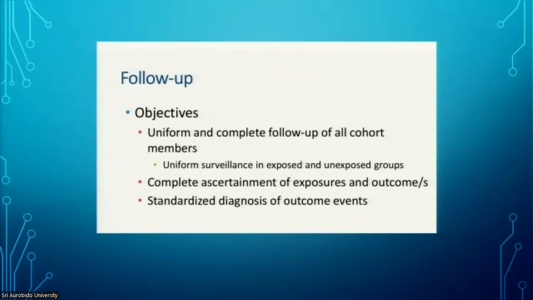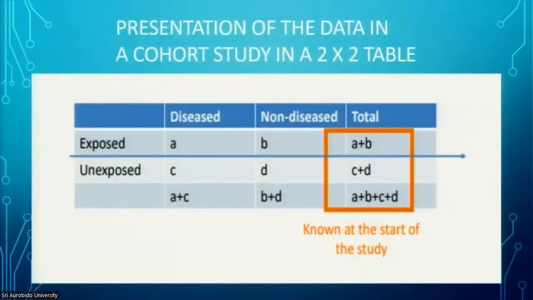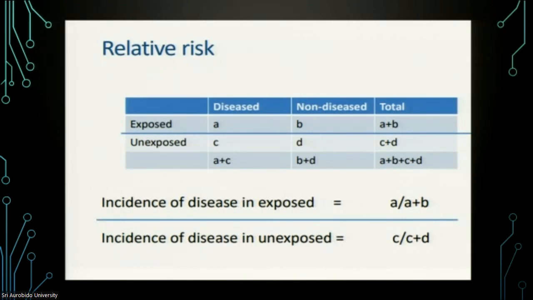Follow-up: you have to regularly follow up the cohort, with uniform and complete follow-up of all cohort members. So this we have to know before starting the study. At the start of the study, we have to know our exposed and unexposed population. Amongst the exposed, those who develop the disease are A, and those who don't develop it are B. Amongst the unexposed group, C will be diseased and D will be non-diseased. So you have to know A plus B and C plus D at the start of the study. Then we calculate the relative risk.